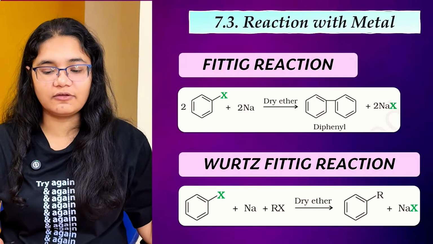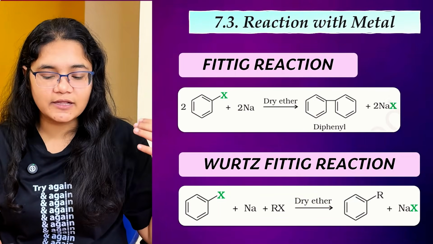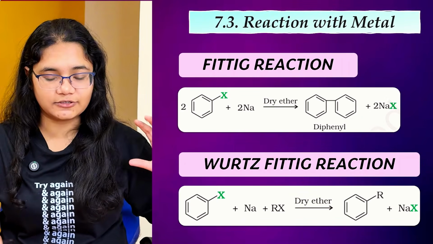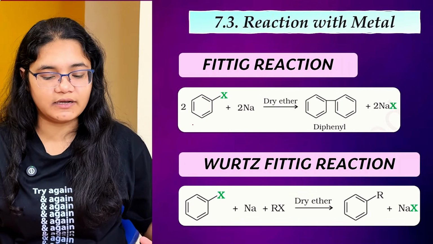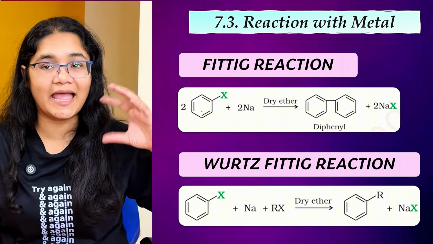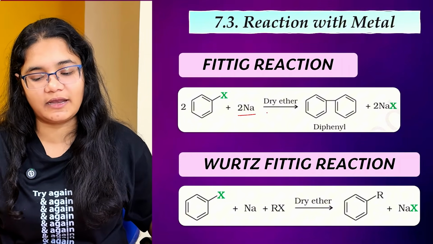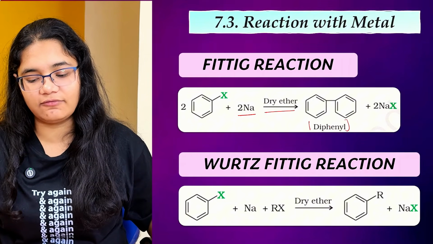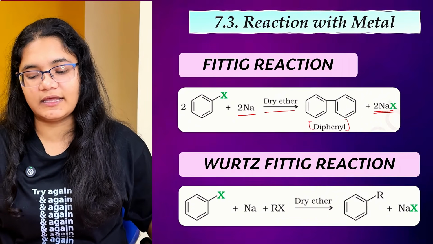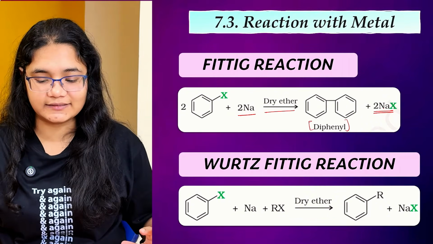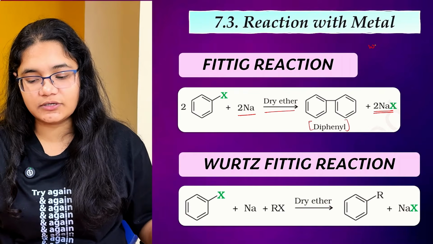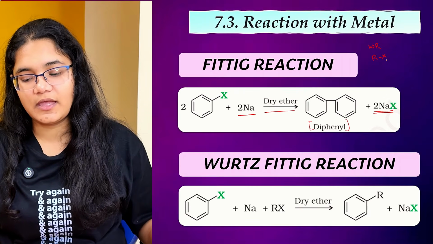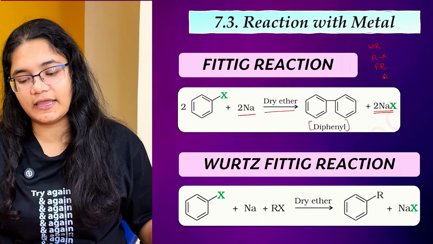Now the third category of reaction is the reactions with metal. This is very similar to the Wurtz reaction. In the Fittig reaction, we take ArX, meaning a haloarene, and treat it with sodium and dry ether, and you will get diphenyl. The byproduct is NaX. Now, what was the Wurtz reaction? The Wurtz reaction used RX, and what was the Fittig reaction? ArX.